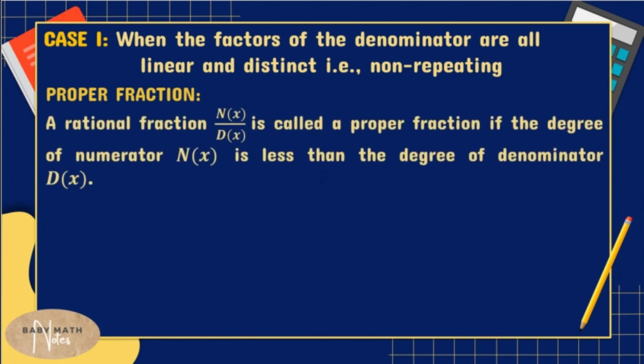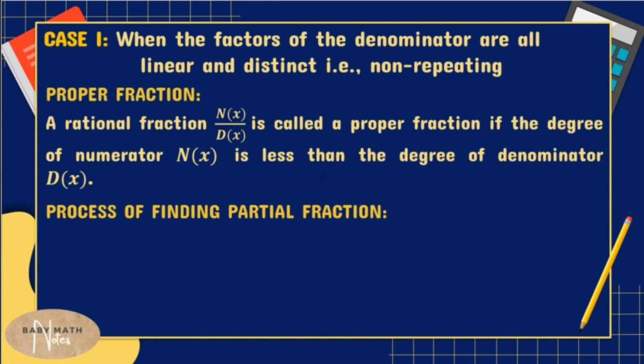When we say proper fraction, it is a rational fraction. So, meron tayong numerator, denominator. Pag sinabi nating proper fraction, yung degree ng numerator niya less than sa degree ng denominator natin. So, proper fraction siya. Okay?